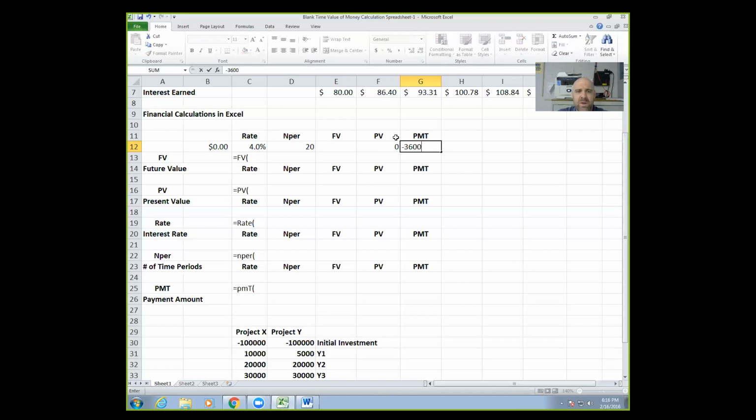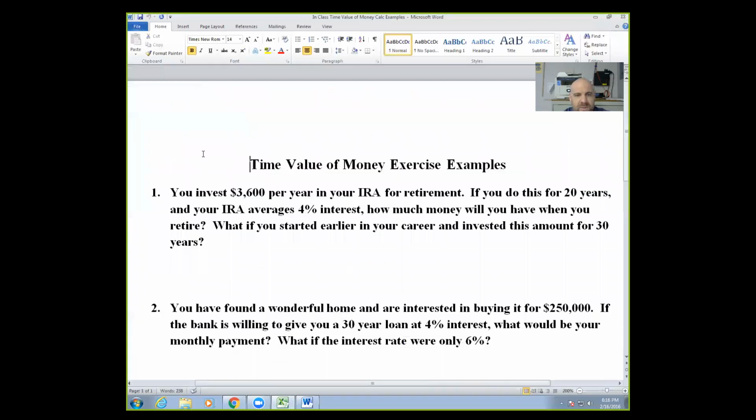I hit enter, and hopefully this will calculate right over here. Let's see though. Boom. Yep, it did. So if you invest $3,600 a year for 20 years and it earns an average of 4%, then in 20 years you'll have $107,201.08. So that's the answer to the first part of this question.